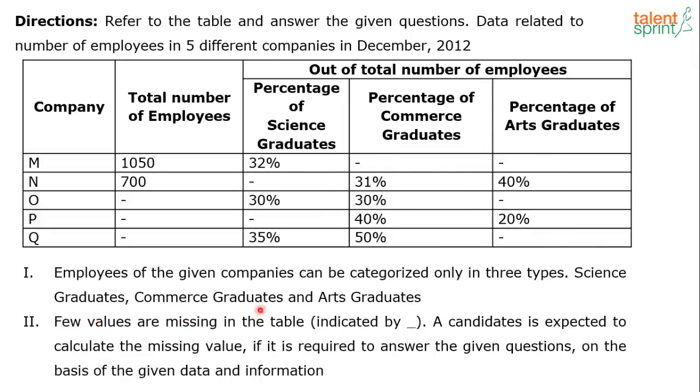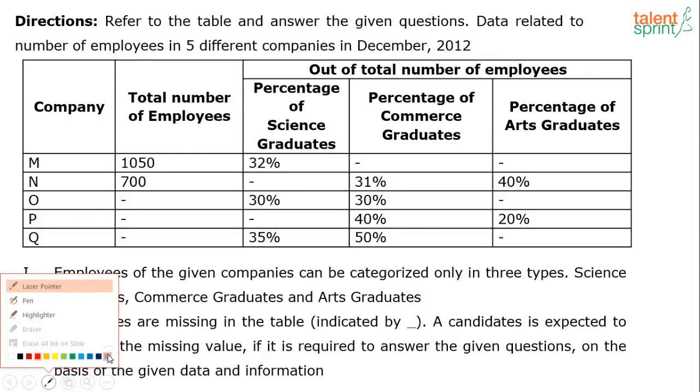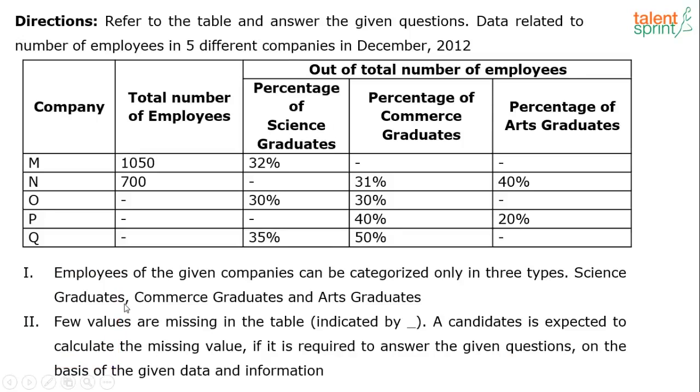Then it says few values are missing in the table, and these are indicated by a dash. The candidate is expected to calculate the missing value if it is required to answer the given questions on the basis of the given data and information. So regular stuff there. The important point to be noted here is that the employees are categorized only in 3 categories: science, commerce, and arts. So the sum of these 3 should always be 100%. Now if you observe, commerce is 31%, arts is 40, this is 71, 31 plus 40, 71. So the balance 29% have to be science graduates.